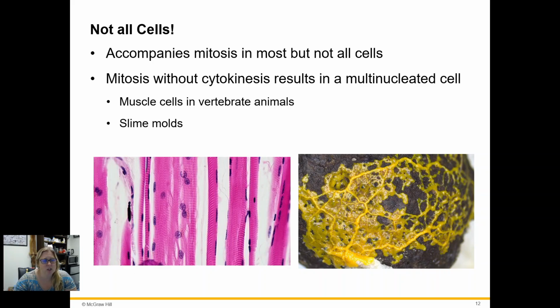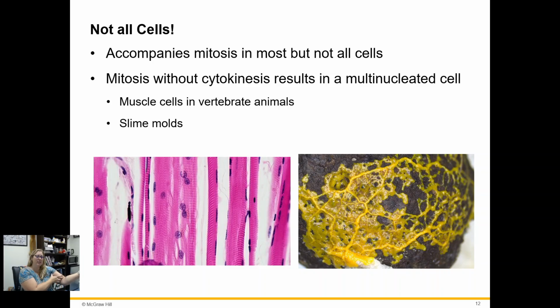But let's first talk about muscle cells, because muscle cells make sense. Muscle cells are long fibers. If I'm talking about my bicep, my bicep is going to attach up here and down here. So my bicep is a long bunch of muscle fibers that are attaching at my elbow and at my shoulder.